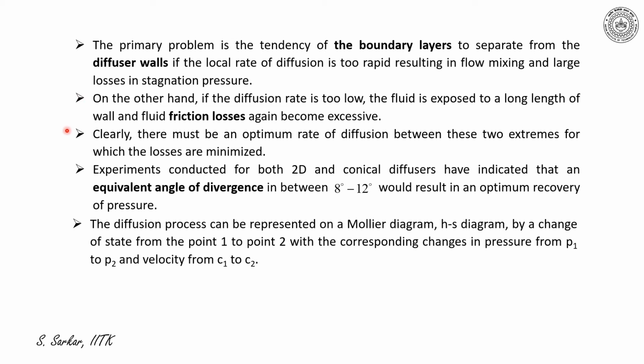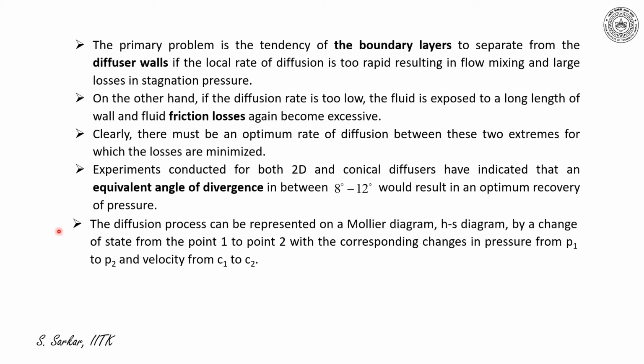Clearly, there must be an optimum rate of diffusion between the two extreme cases, as stated earlier, where the losses would be minimal. The experiments conducted on both 2D and conical diffusers have indicated that an equivalent angle of divergence in between 8 to 12 degrees will result in optimal recovery of pressure.